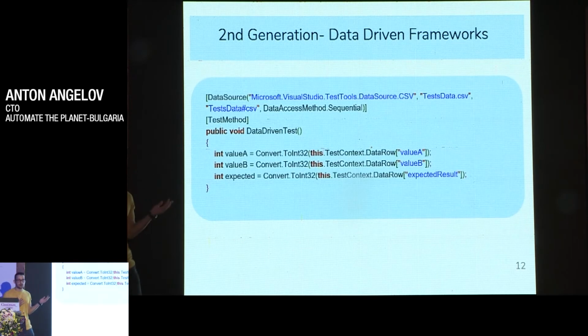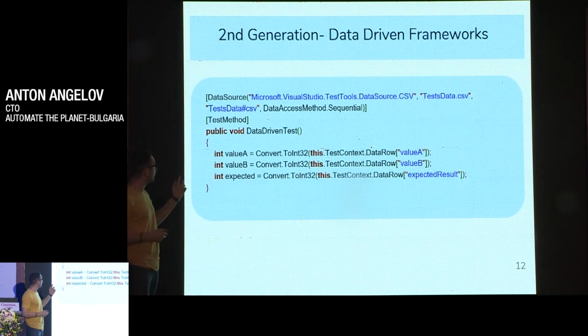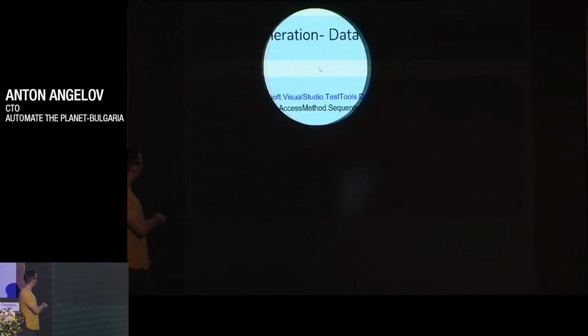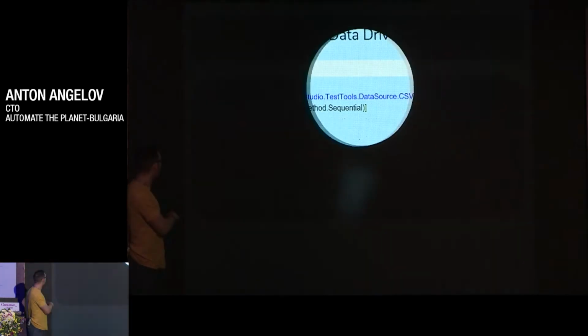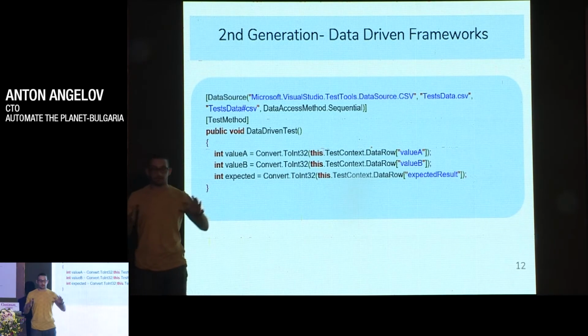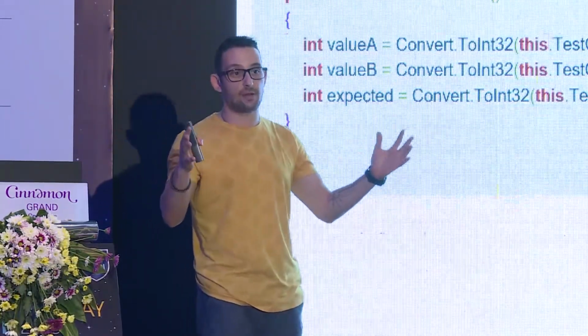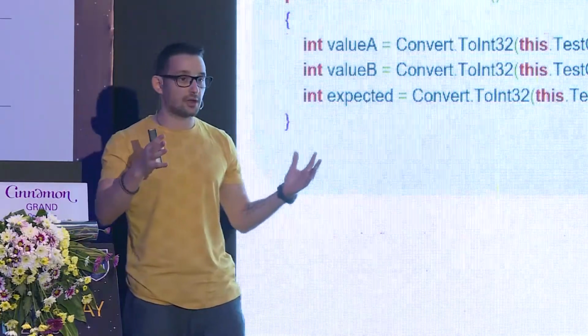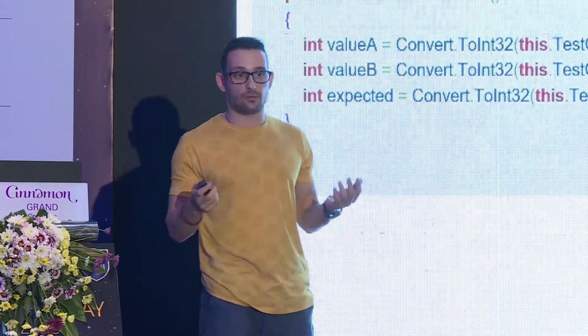Another type of second generation framework are the so-called data-driven frameworks. They're still in use, by the way. This is an example from MSTest, where this test will be executed for each row in the CSV file or XML file that you are passing here in the attribute. So for the data-driven tests, the data and the test itself are separated. These types of frameworks help to manage the complexity of combinations of data that previously couldn't be solved because of the hard-coded data.